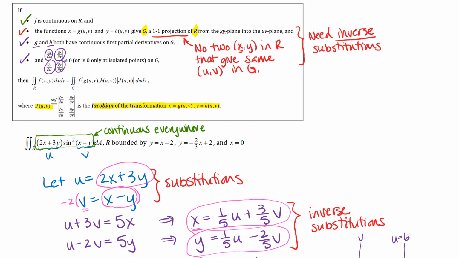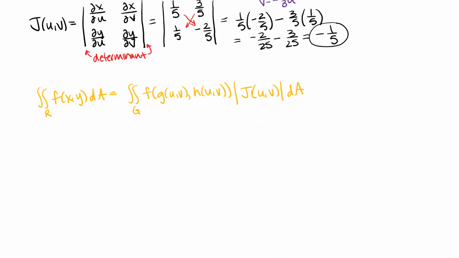Okay, so at this point, we're ready to use the then part of our theorem to set up our integral. I'm going to go ahead and write that down below. Okay, so this is the then part of the theorem. It says this is the integral that we started with, and this part of the theorem says that that is equal to a double integral over our region G.